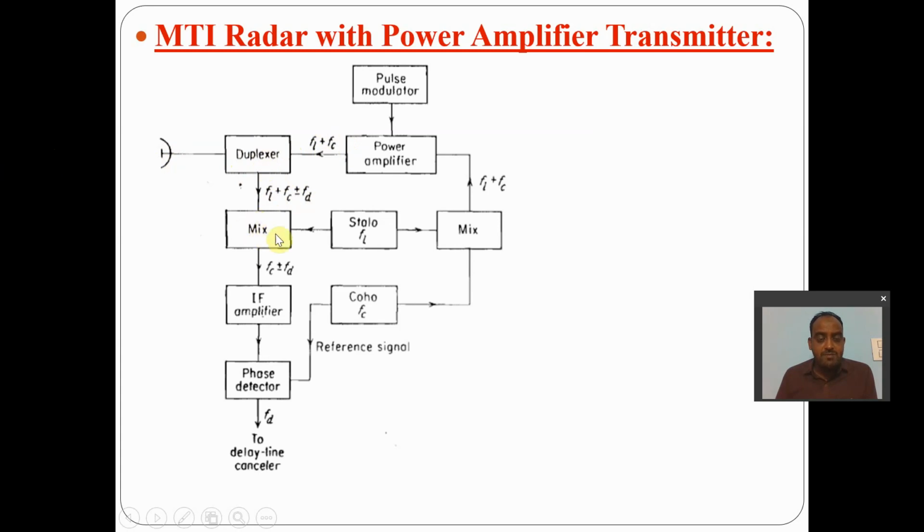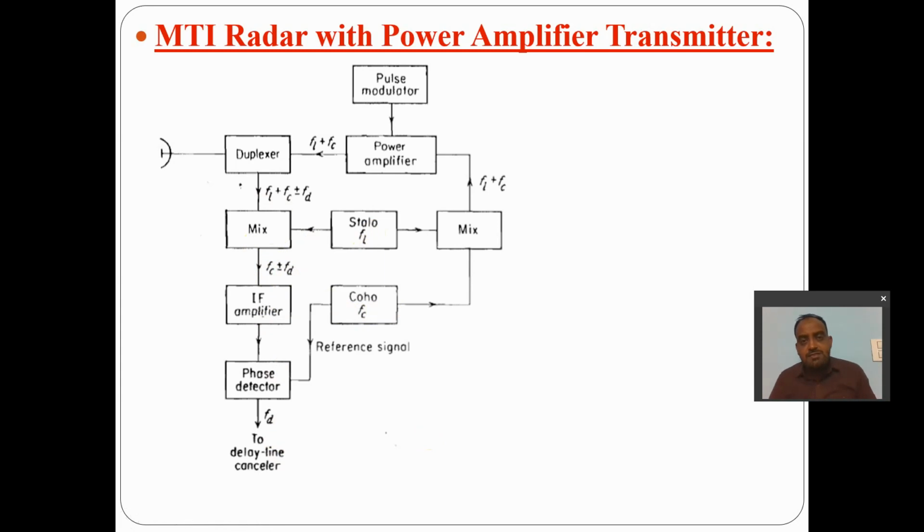The other input of the mixer is derived from STALO, which is FL. FL gets cancelled and Fc plus or minus Fd is given to the IF amplifier, because after the mixer generally signals will get weaker. Now it is made stronger and it is again heterodyned with this frequency Fc. Fc gets cancelled and Fd will be coming out, which is given to the delay line canceller.